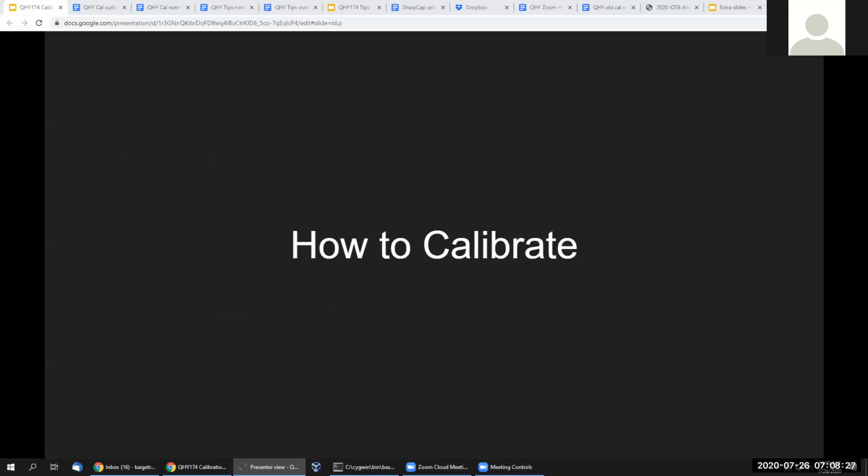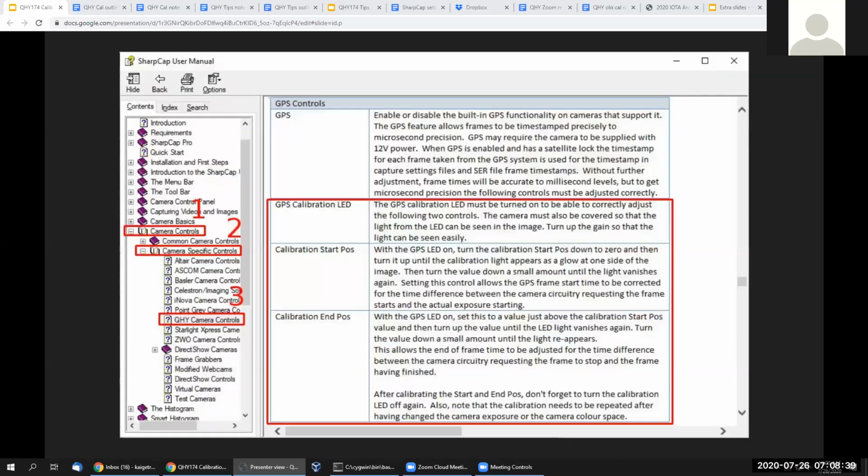So hopefully this will be a bit of review for those of you that have already calibrated. If not, it'll sort of bring you up to speed. But I also want to share a little of the background of, I think, what's going on when we calibrate. The calibration procedure is briefly described in the SharpCap help under camera controls, camera specific controls, and then QHY camera controls. At the bottom under GPS controls, the 3 settings are described. But this is the only help that SharpCap gives, and it summarizes it. When you're used to it, it's a good Cliff's Notes, but it doesn't shed all the light that it could, I think, on it.